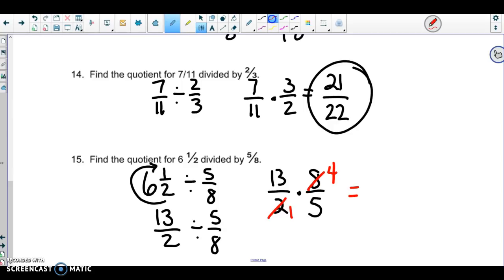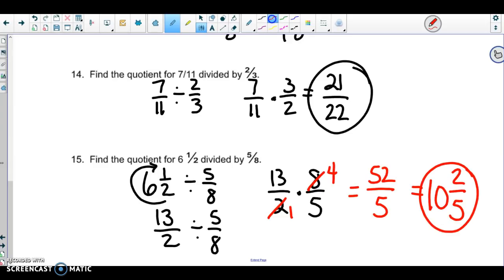4 times 13 is going to be 52. And we've got a 5 here. Well, we can change it back. And a lot of us can see this. How many times does 5 go into 52? Well, it goes in there 10 whole times, and that leaves 2 left over. So 2 out of that 5. So my answer should be 10 and 2/5.